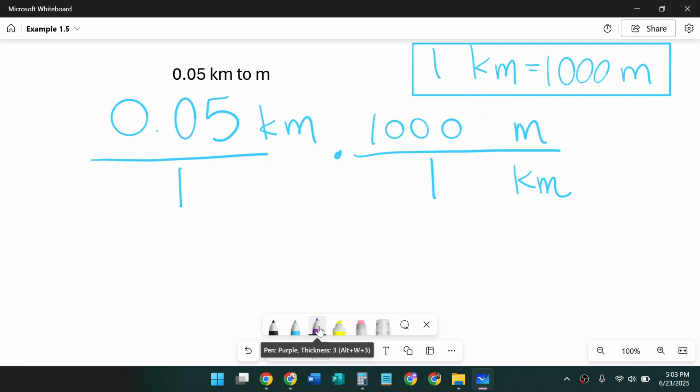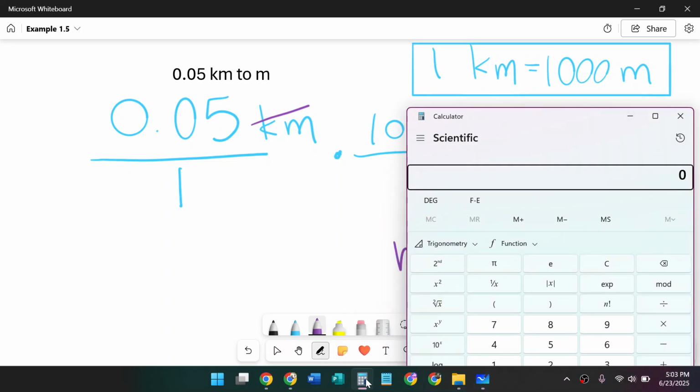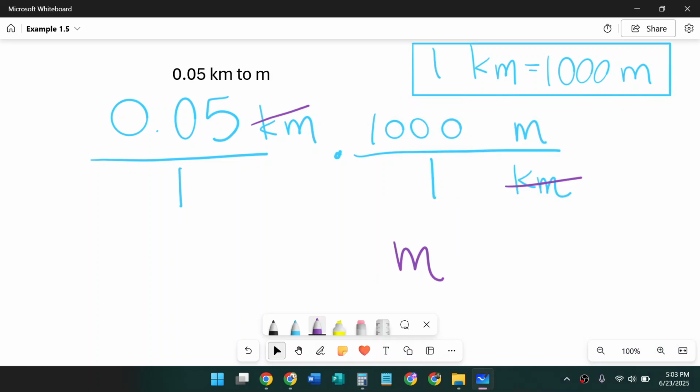All right, the kilometers cancel out as a unit. I'm going to be left with just meters, and we're going to calculate 0.05 times 1,000. You probably can do that in your head, but let's pretend you can't. You can just type it in the calculator. And in fact, even if you can do it in your head on a test, you probably want to use a calculator so you don't mess it up out of nervousness. So the answer is 50.